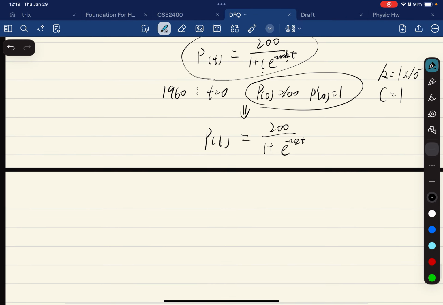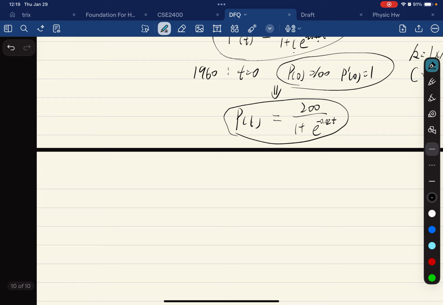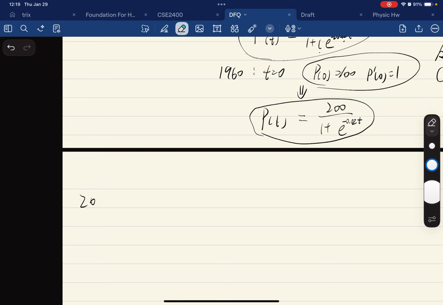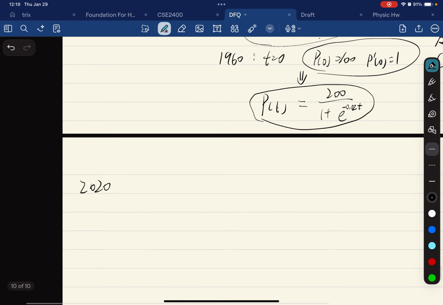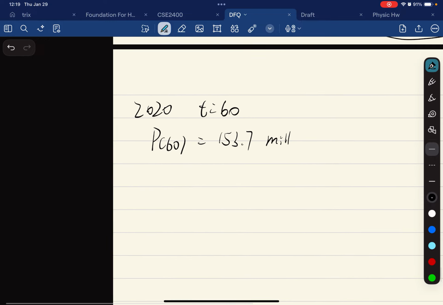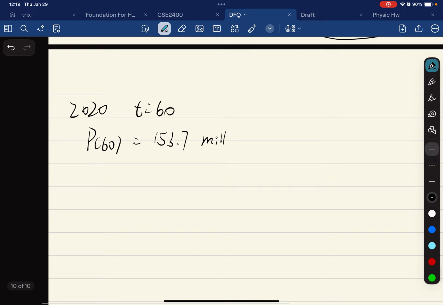As long as we get this equation, we can predict the value of population in every year. So when it goes to 2020, t will become 60 because it is 60 years after 1960. We plug in this, and we can solve that the predicted population is 153.7 million. Okay, and this is the answer for question 1.